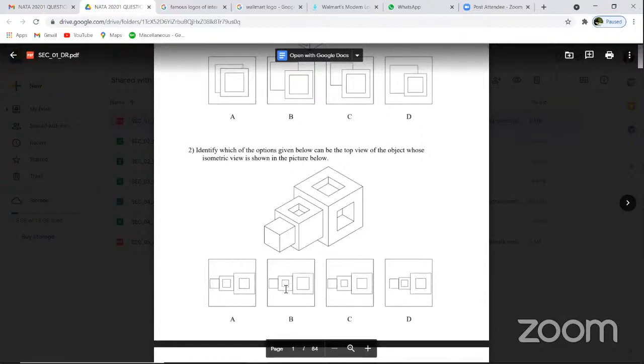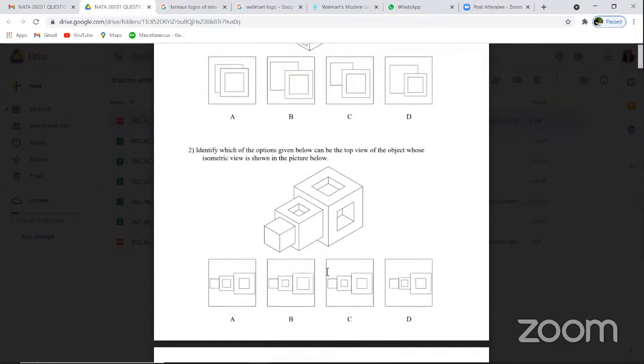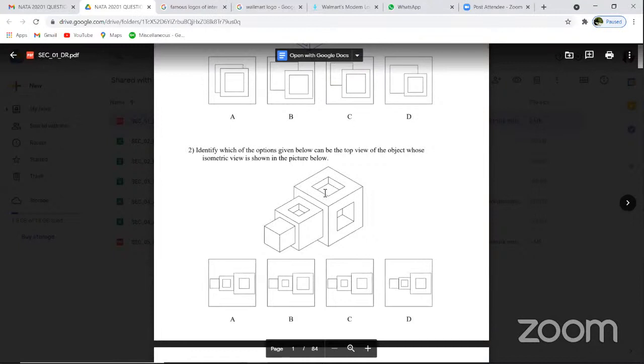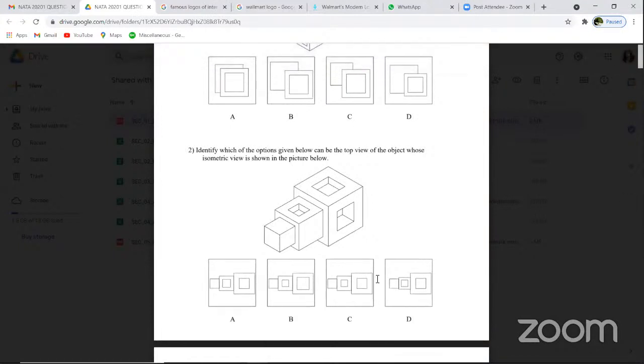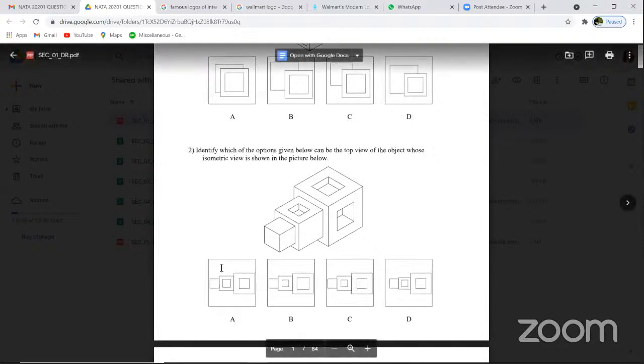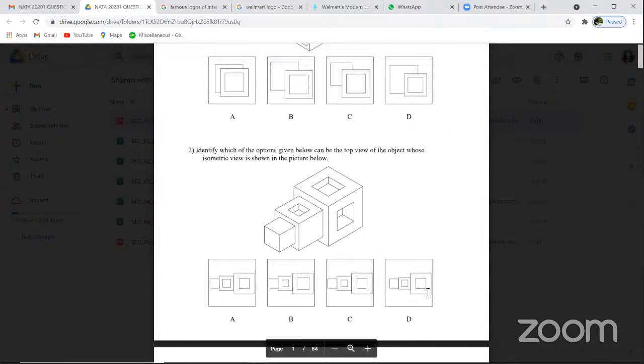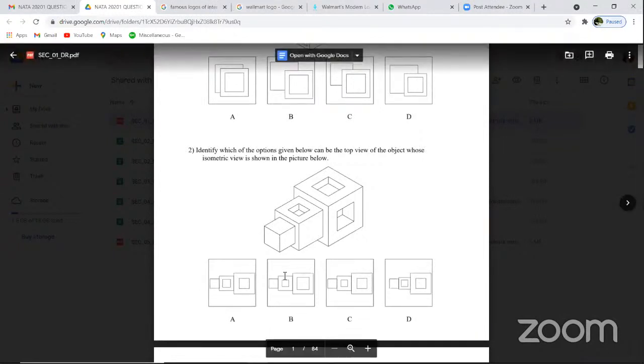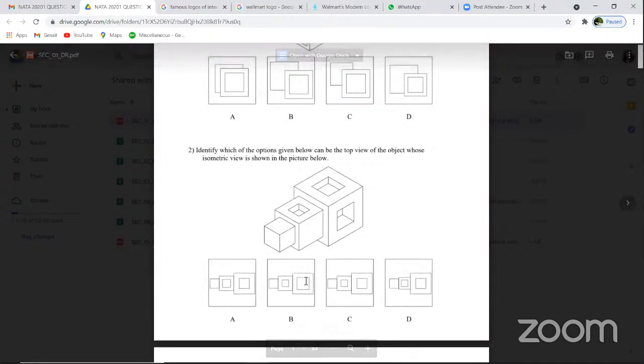Okay. Option C. This inner square which is there is far smaller than this. Yes, this one would be correct. And here also it is far smaller. It would be correct. This goes out. This also goes out because it is bigger. And this goes out because this is bigger. Correct. C option is correct.